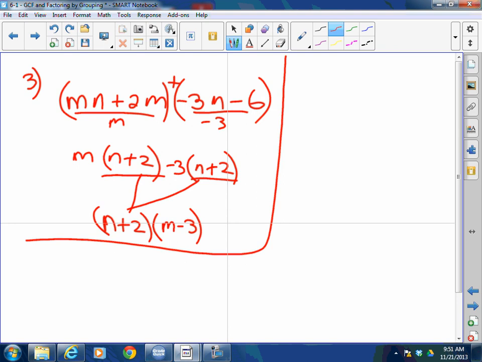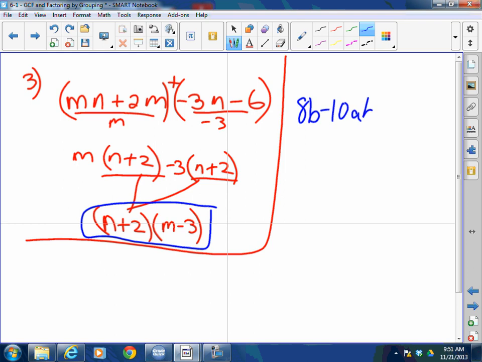Does that make sense? Okay, what if I give you this one? Okay, let's see. The answer was right here, my man. M plus 2 times m minus 3. How about this? 8ab minus 10ab plus 4 minus 5a.